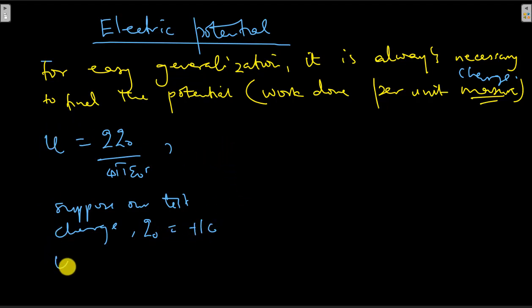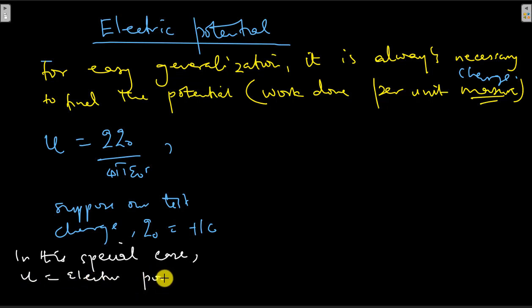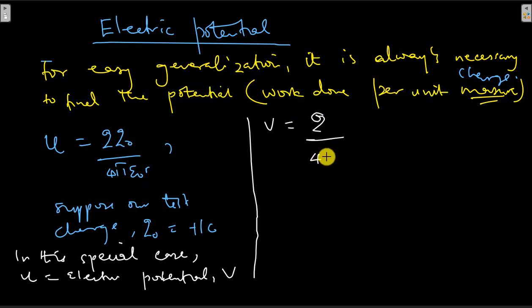So if we have our test charge Q naught as +1 coulomb, this is a special case, and in that special case the electric potential energy U is equal to the electric potential, which we denote with the letter V. So I now write out the formula for electric potential V: if I substitute Q naught as +1 coulomb here, I remain with Q divided by 4 pi epsilon naught r. This formula gives us the electric potential of a field.